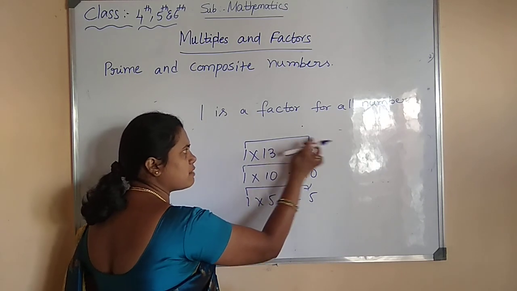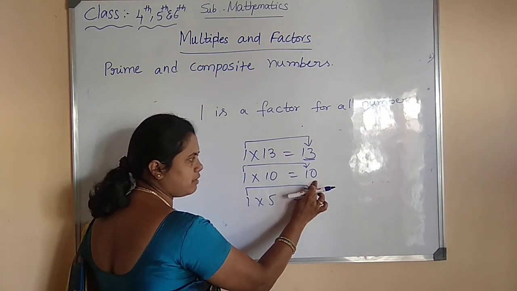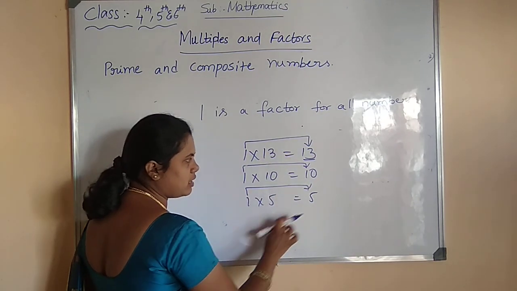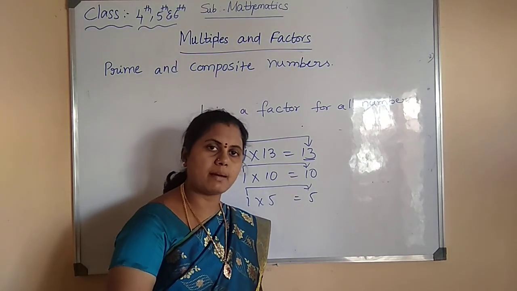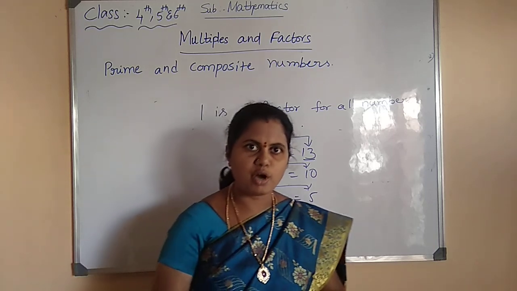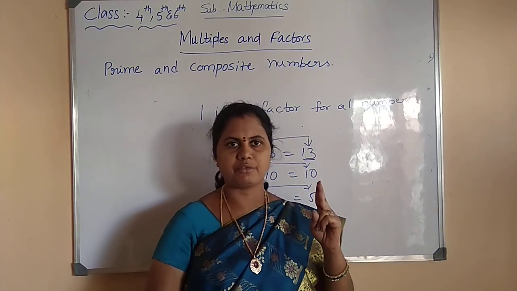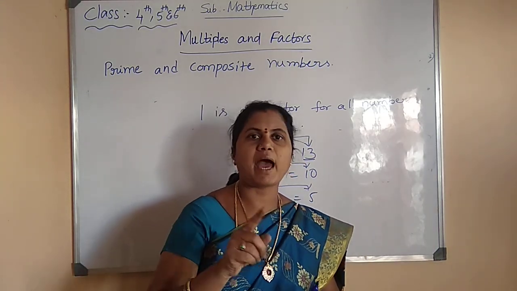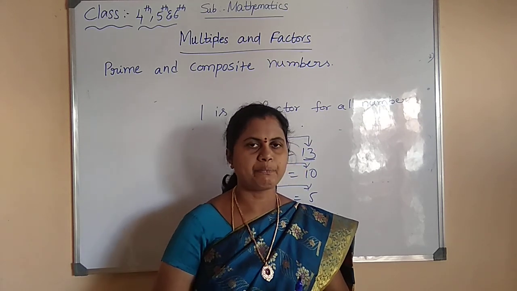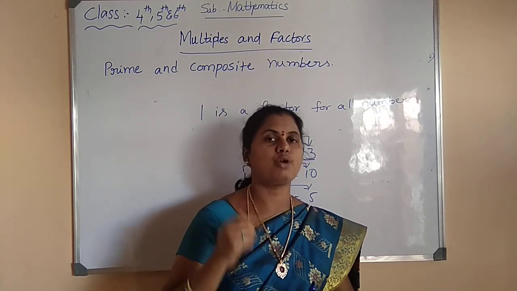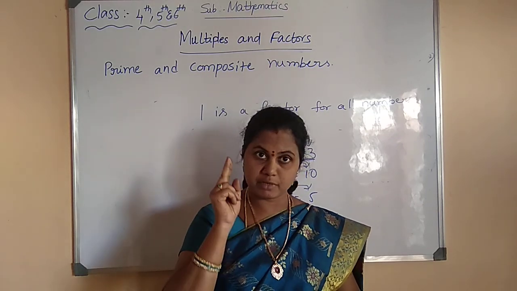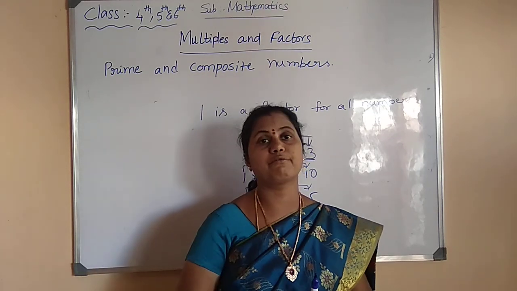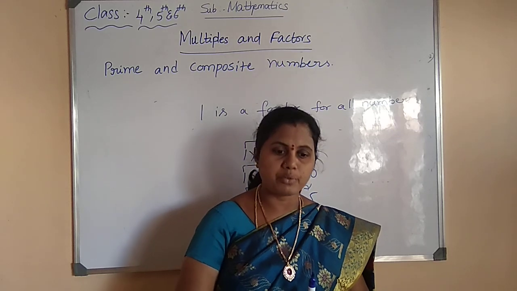Then 13 also is a factor of 13, 10 is a factor of 10, 5 is a factor of 10. Every number is a factor of itself. Two things you have to remember. 1 is a factor of all the numbers. A number is a factor of itself always. These two are very important. On the basis of these 2 points, now I am going to give the explanation about prime numbers.